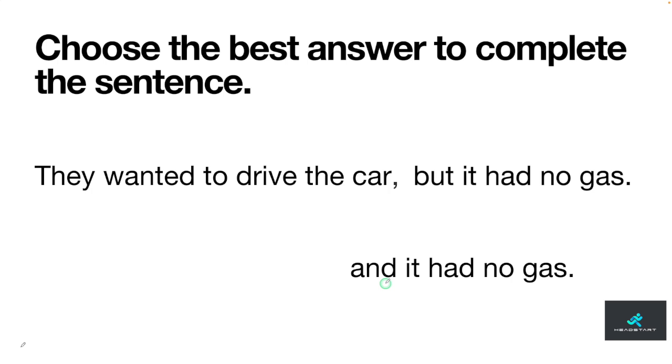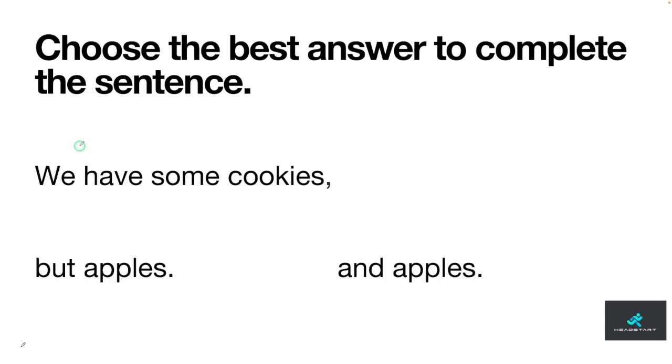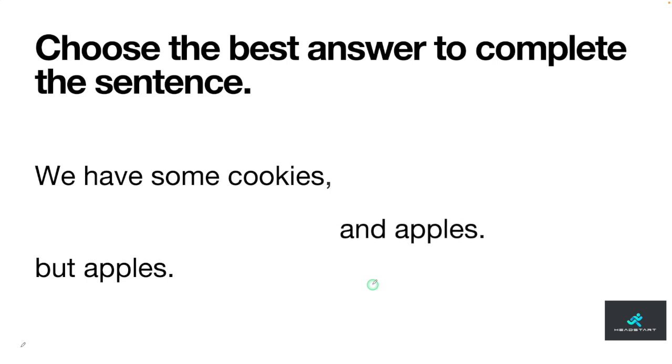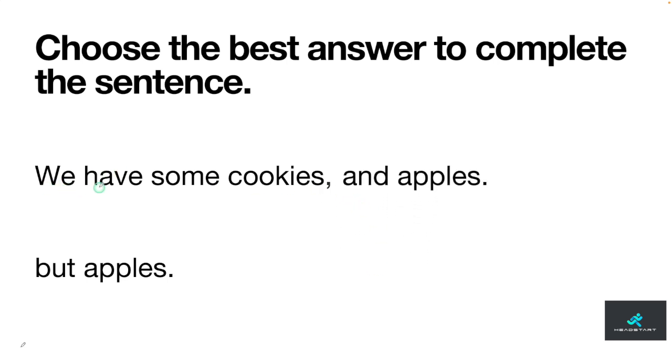All right, let's do another one. We have some cookies, but apples, or and apples. Which one sounds correct? We have some cookies, but apples, or we have some cookies and apples. Does it sound similar? Yes, and apples sounds similar. Yes, that would be strange to say, but apples.